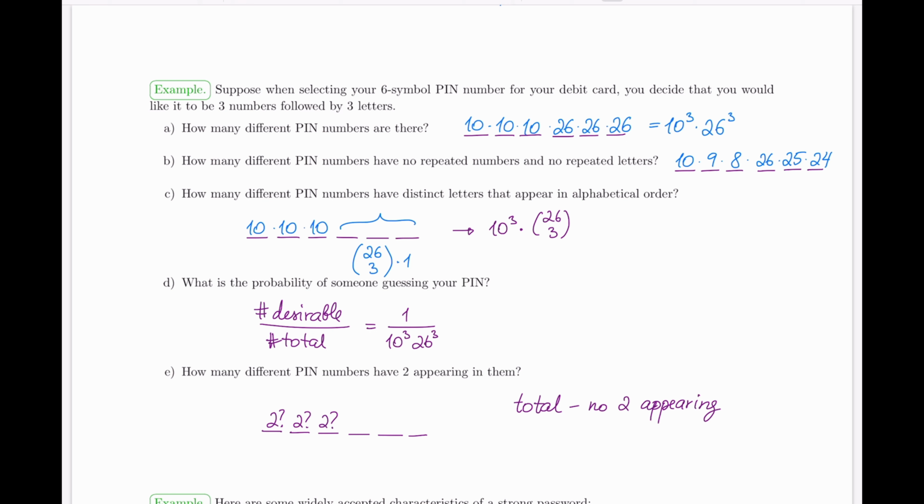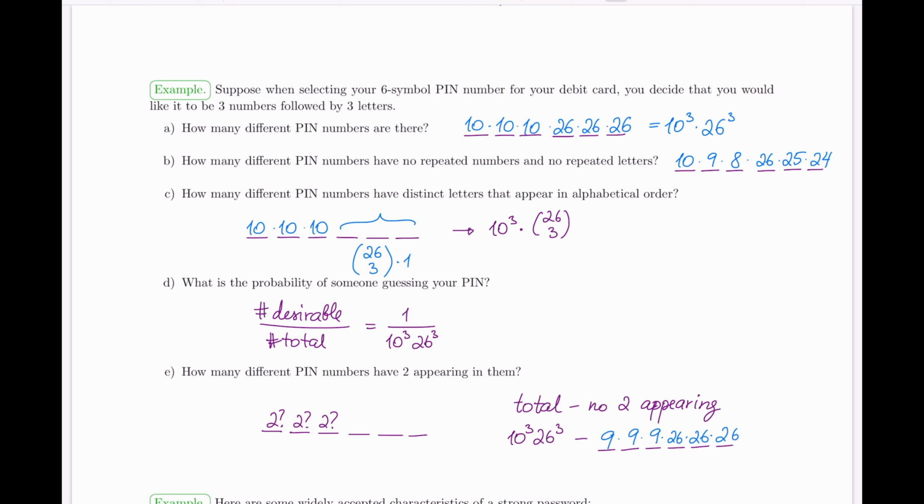Okay, can we agree that this is the exact opposite of having a 2 appear? I hope so. The number of total pins that we've already discussed is 10 cubed times 26 choose 3. Now, how many different pins have no 2 appearing in them? The reason this is easier to calculate is because now I know exactly what kind of thing can go into each spot. So let me reproduce my spots again. If I'm not allowed to have 2 as a number, instead of 10 options for a digit, I only have 9 options for a digit here, 9 options for a digit here, and 9 options for a digit here, followed by all the possible options for the letters.